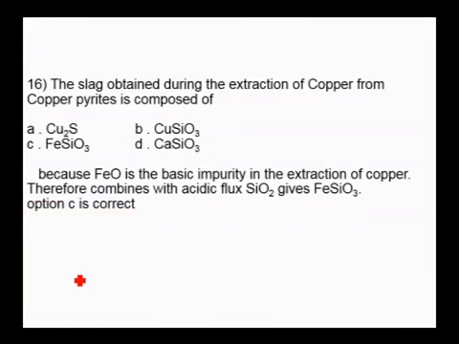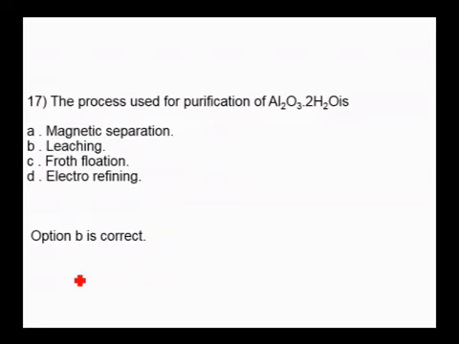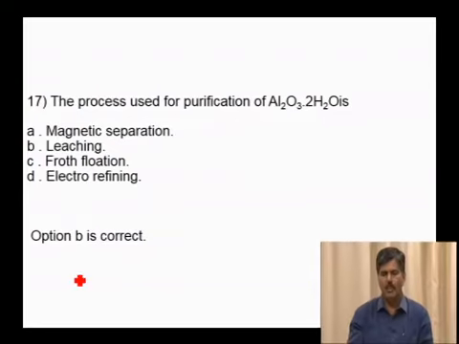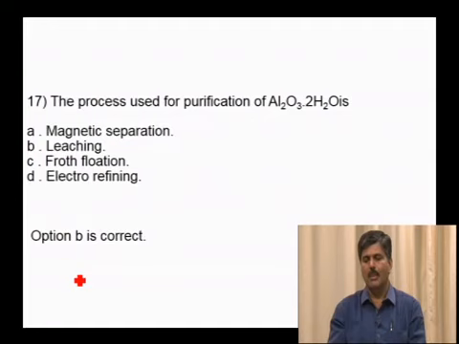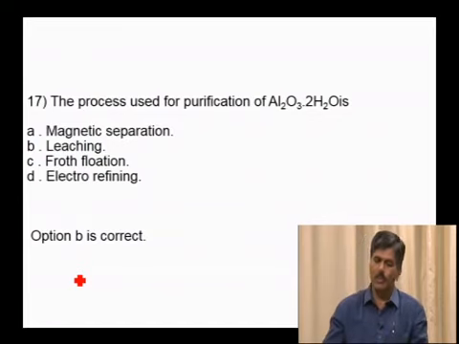Now, let us see the next question, 17th question. The process used for purification of Al2O3.2H2O is... Al2O3.2H2O is a chief ore of bauxite. So, bauxite ore is a purification. Here they are asked the purification method, the process used for purification of bauxite.